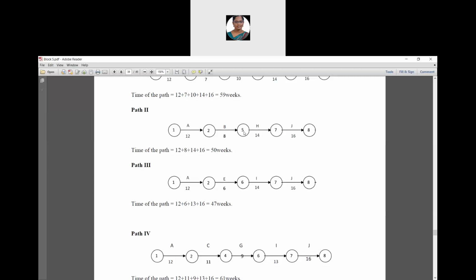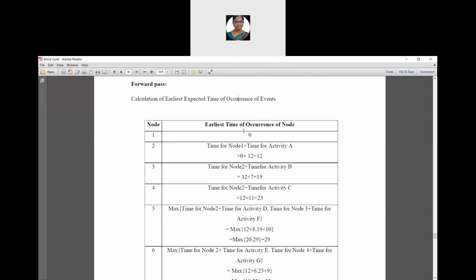4 to 6 is having an activity G and its time duration is 9. And 6 to 7 is having an activity I and its time duration is 13. 7 to 8 is having an activity J and its time duration is 16. Then time duration value for path 4.